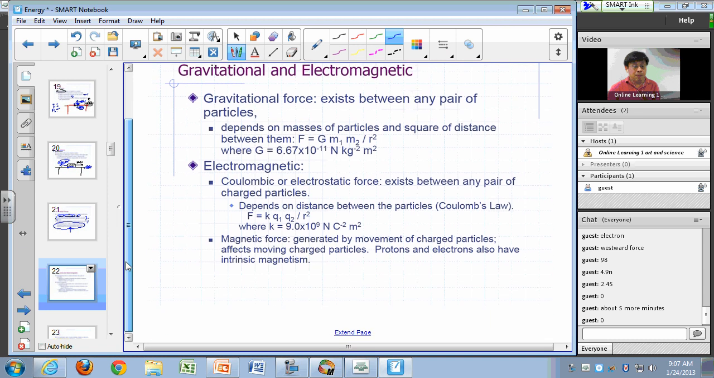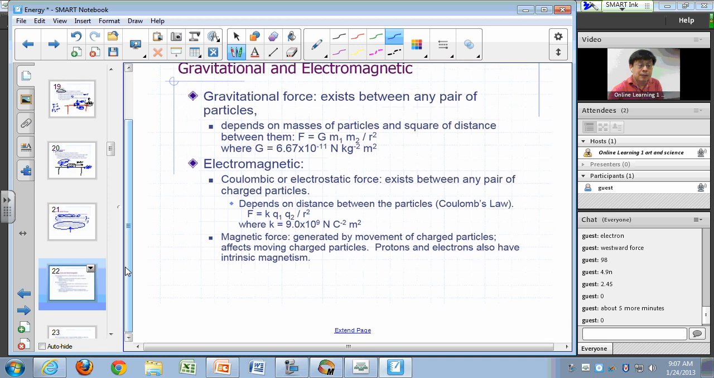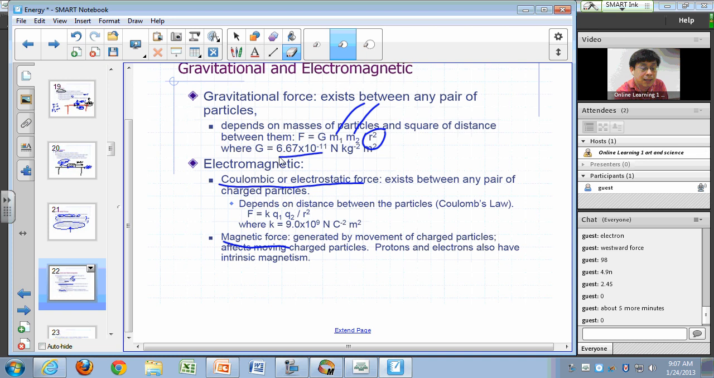Now, if you've had some physics, there's a formula for the gravitational force. It's equal to some constant G times the product of the masses of the objects over the square of the distance between them. Electromagnetic force can be coulombic or electrostatic or magnetic. The electrostatic force, which depends on the charge of the particles and the distance between them, is given by what's known as Coulomb's law. Basically, what this says is the higher the charges, the stronger the force. The farther they are from each other, the weaker the force. Your r squared here is in the denominator.